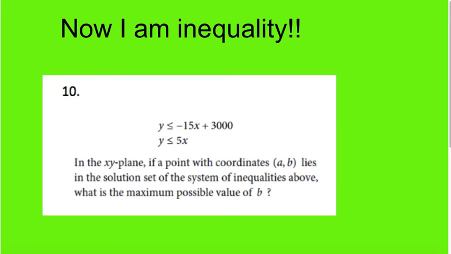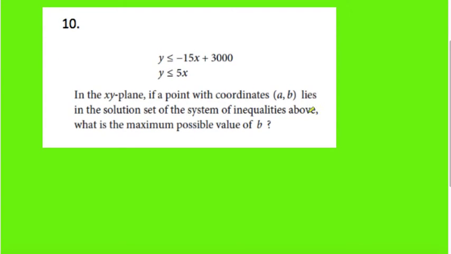The SAT could have you graph and say which one of these is the shaded region. They could ask you all different types of questions, but I saw one recently I really liked. So we're going to look at it. This was the inequality: y is less than or equal to -15x plus 3,000, and y is less than 5x. It says, in the xy plane, if a point with coordinates (a, b) lies in the solution set of the system of inequalities, what's the maximum possible value of b?